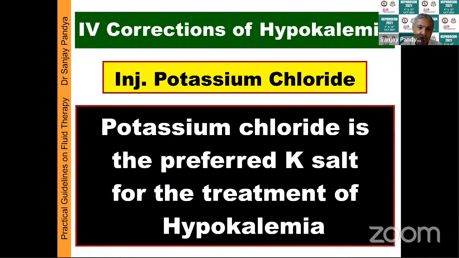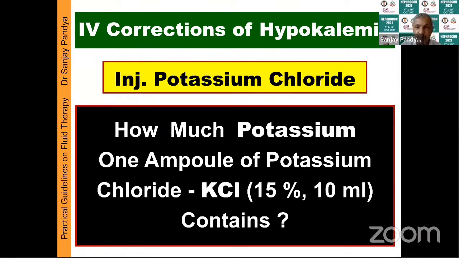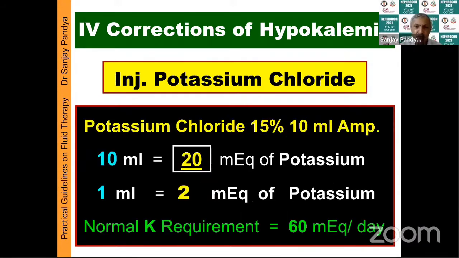The molecule which is preferred is potassium chloride, because that also corrects the associated metabolic alkalosis, and therefore we routinely use KCl injection, added to the pint. That is 10 ml of it, commercially. How much potassium does it contain? The answer is simple: each ampule contains 20 milliequivalent of potassium.